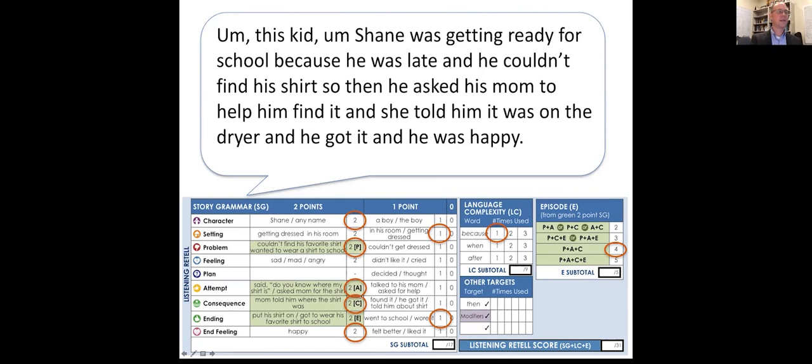In this case, a P, A, and C. So we look over here and find our PAC combination. They got 4 points. This means they included a complete episode. And we tally everything together. 12 points story grammar, 1 point language complexity, 4 points episode. Total score of 17. And we have benchmark expectations for fall, winter, and spring across the grades.